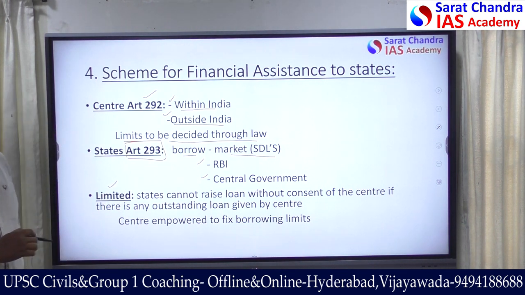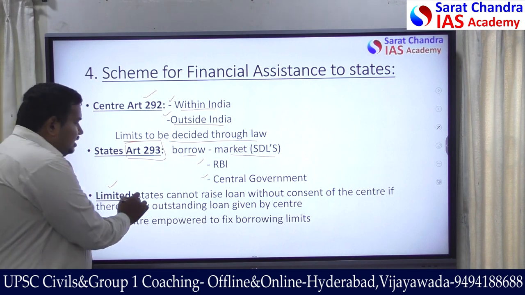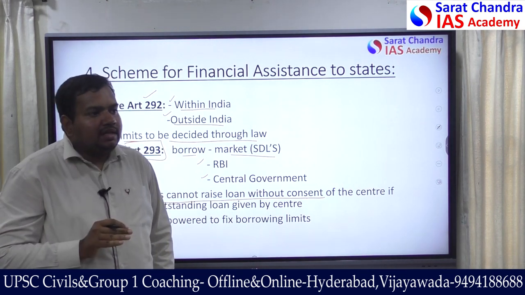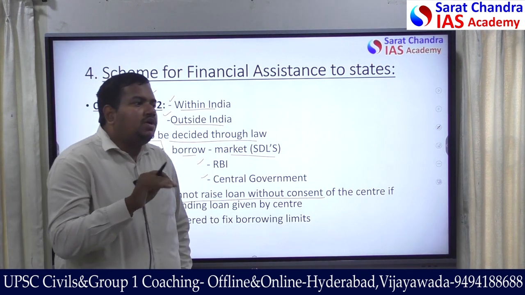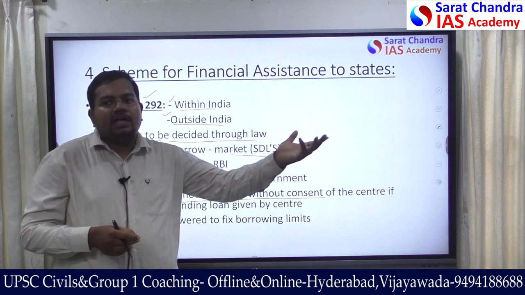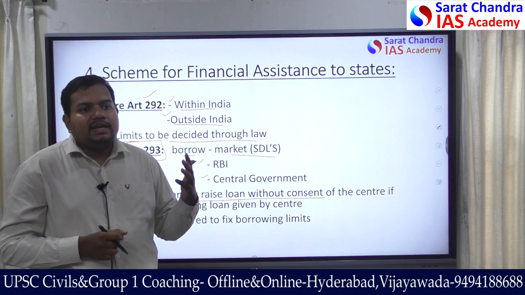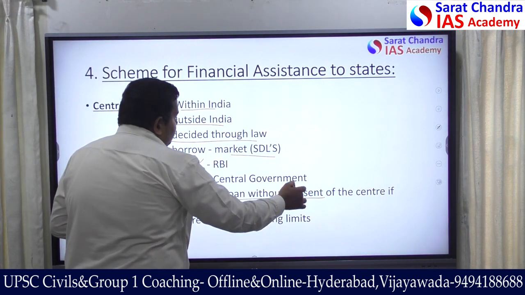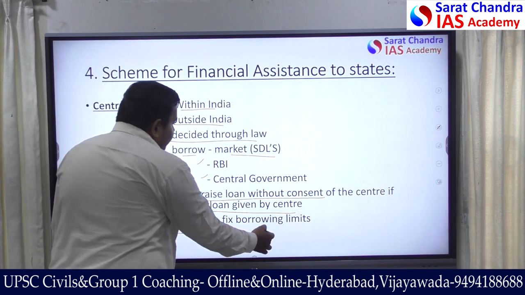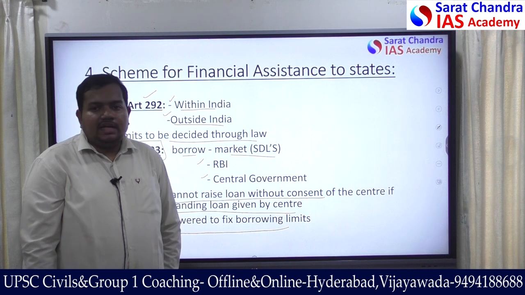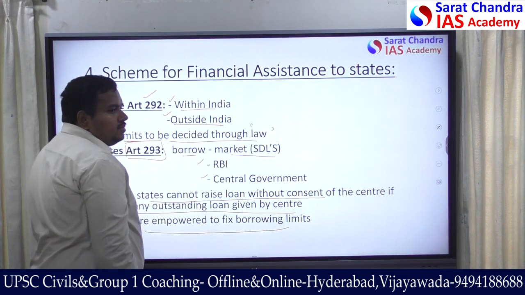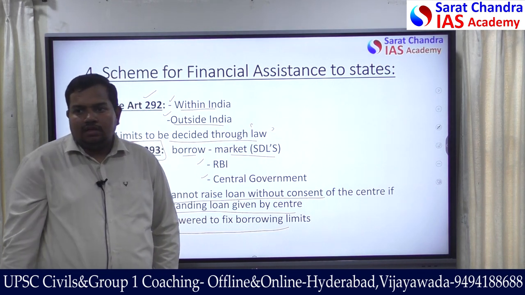But the borrowing power is limited with respect to states. How is it limited? States cannot raise loans without the consent of the center. That means, if the state has any outstanding loan with the center and it has to borrow from other sources, it has to take the consent of the center. Because the center says, till now you have not repaid my loan, why are you raising another loan? First repay my loan. That is the limited power. And the center is empowered to fix the borrowing limits of the states. But for the center, it can be fixed only through a law, whereas for states, the center can directly fix the borrowing limits. That is the difference.